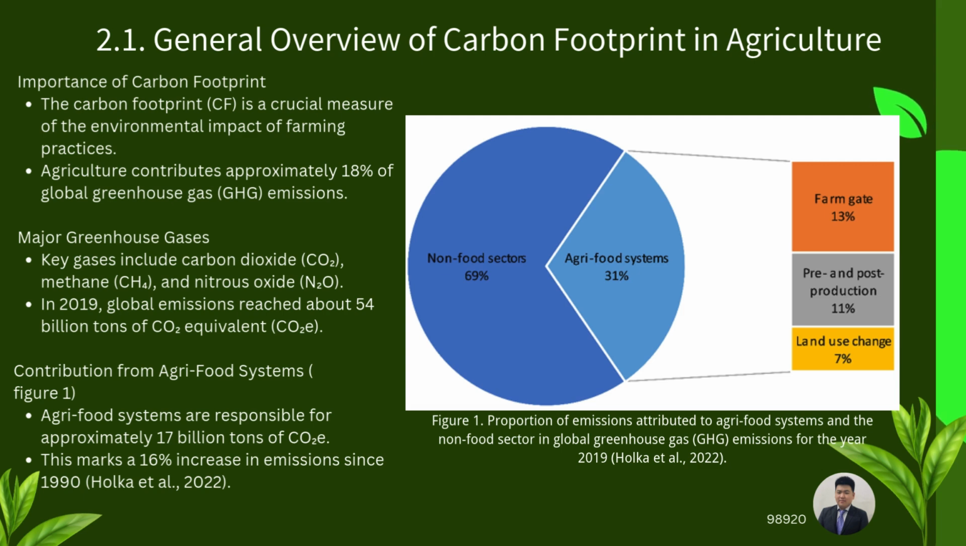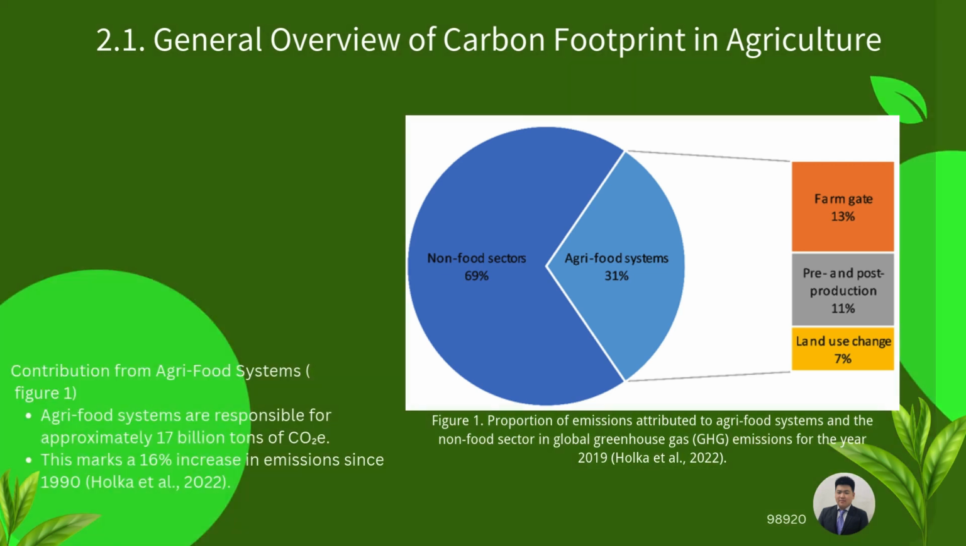Food systems are responsible for around 70 billion tons of carbon dioxide equivalent, a 60% increase in 1919. As shown in Figure 1, in 2090, the non-food sector made up 69% of global emissions, while agri-food systems contribute 31%. Within that, farm-gate activity accounts for 30%, pre- and post-production processes for 11%, and land-use change at 7%. This highlights the significant impact of agri-food systems on greenhouse gas emissions and the urgent need for reduction strategies.